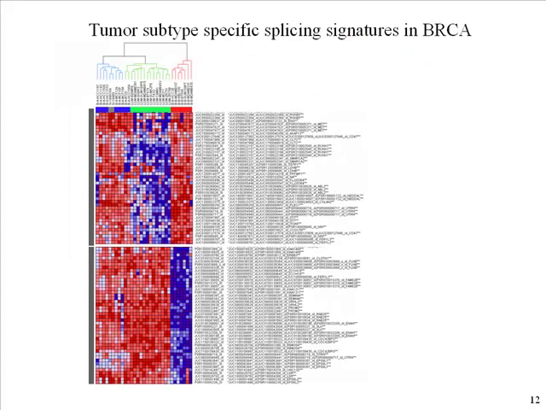Splicing, as I said, is a very tightly regulated process. The good thing about it is that we see not only tumor-specific splice signatures, but also tumor subtype-specific splicing signatures. This is a picture from our study of breast cancer cell lines, and you can see that three major subclasses of breast cancer show a specific splicing pattern. And as I said, these are excellent candidates for novel biomarkers.